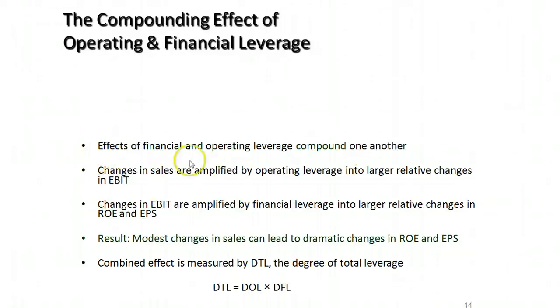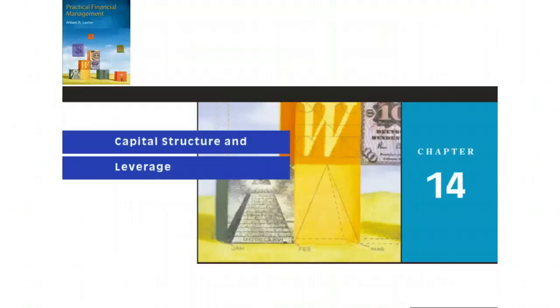The effects of financial and operating leverage can compound one another, and in fact we can put these things together. So the degree of total leverage is the degree of operating leverage multiplied by the degree of financial leverage. And make a note of that because you'll have to do that in the homework. Okay, and that concludes our podcast for Chapter 14.